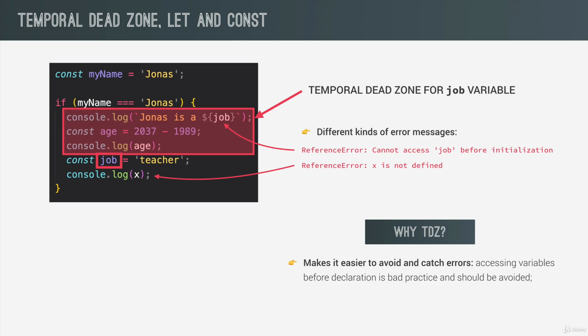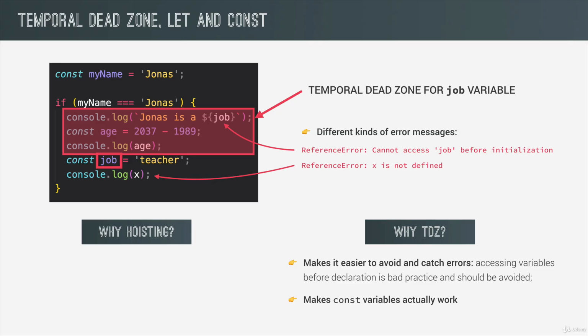A second and smaller reason why the TDZ exists is to make const variables actually work the way they are supposed to. So as you know, we can't reassign const variables, so it would not be possible to set them to undefined first and then assign their real value later. Const should never be reassigned, and so it's only assigned when execution actually reaches the declaration. And that makes it impossible to use the variable before. Okay? Make sense?